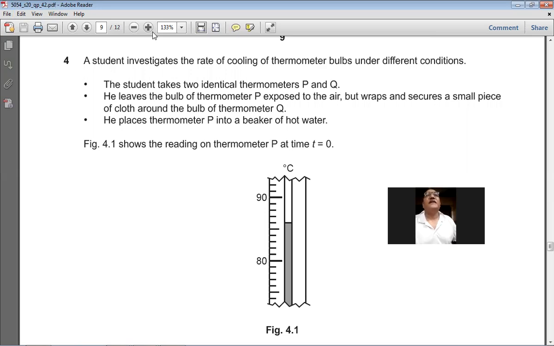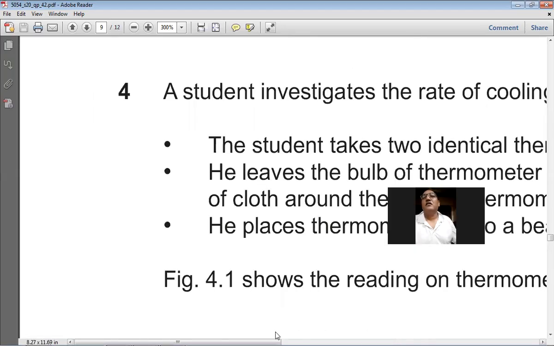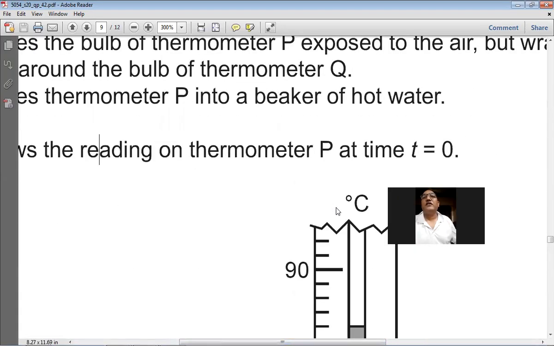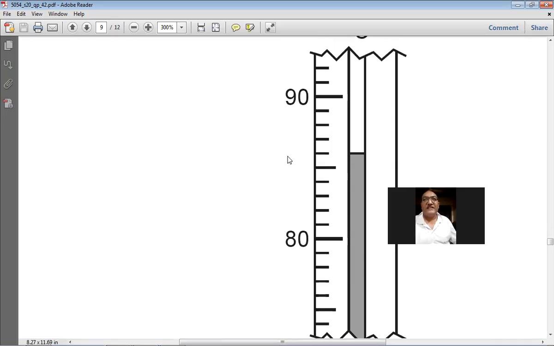So if you pay attention to this reading, how much is this reading? We can tell: 80, 81, 82, 83, 84, 85, 86. So the temperature is 86 degrees. So this temperature here is 86 degrees.